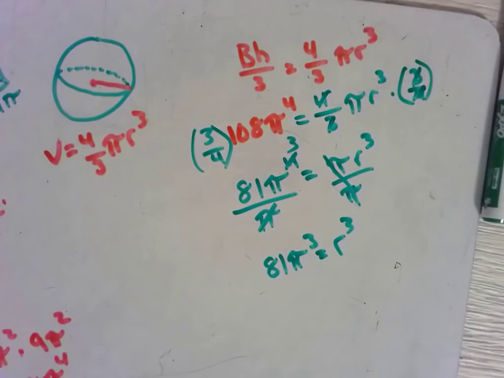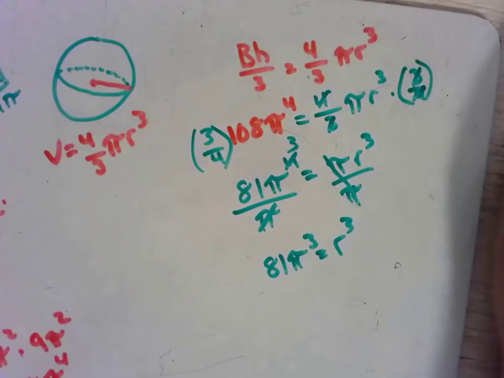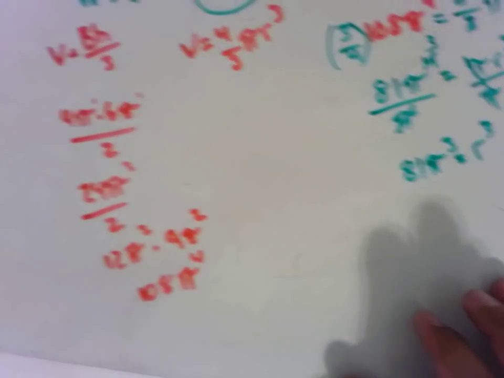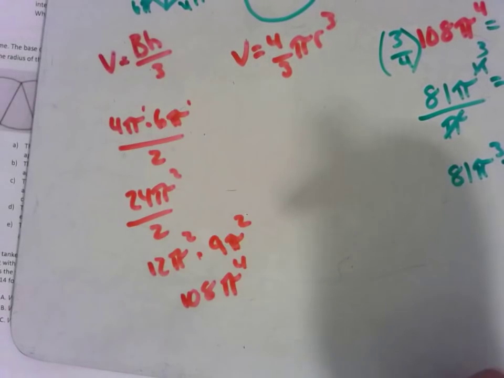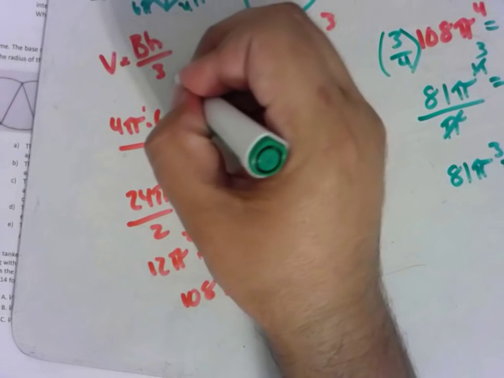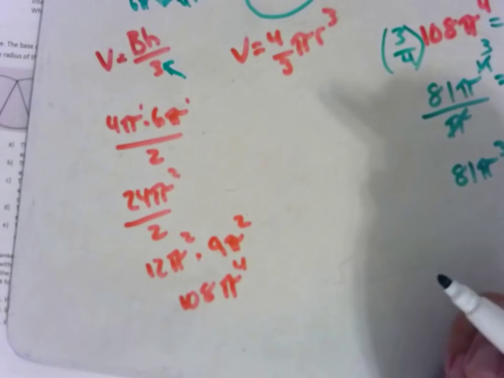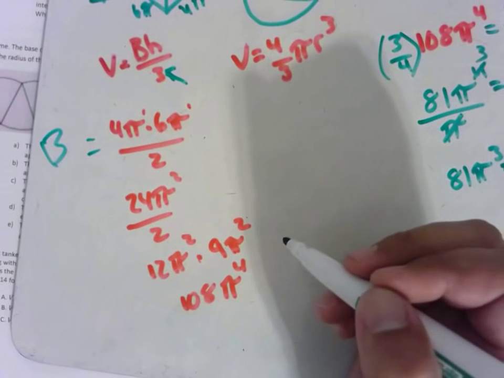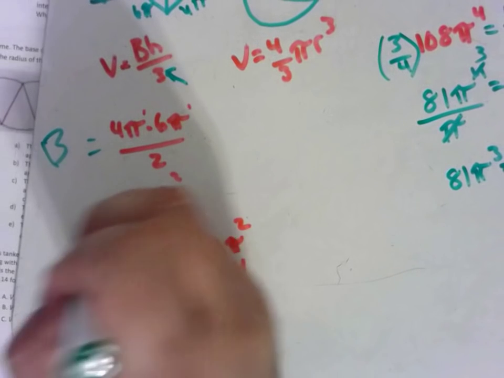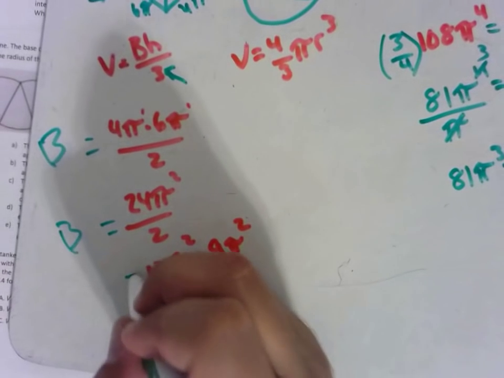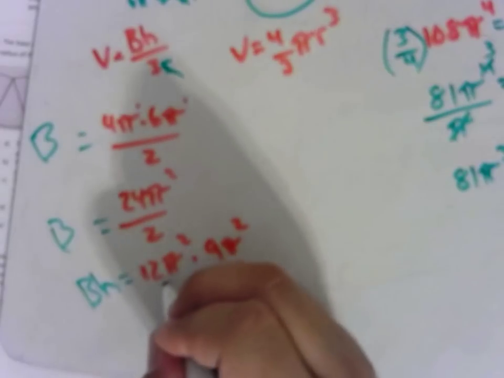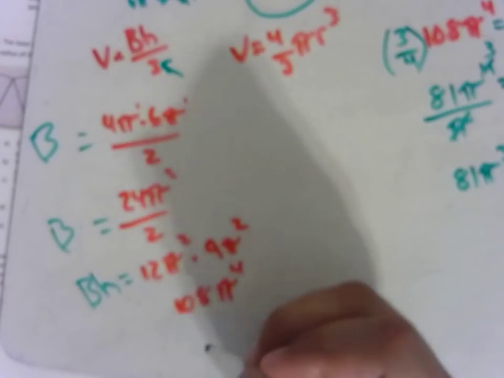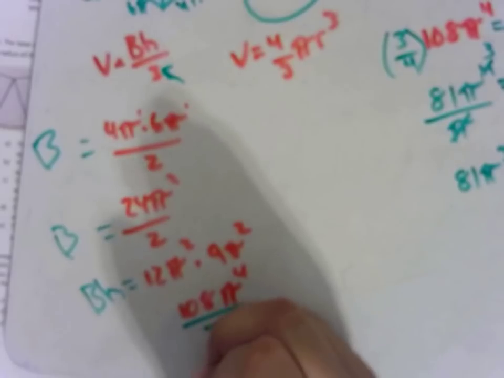I didn't divide it by 3, guys. Where'd this go? Do you see it? This is the area of the base. That's the same. This is area of the base times the height. Here's your area of the base. Here's your height. I never divided it by 3. So this has to be divided by 3.